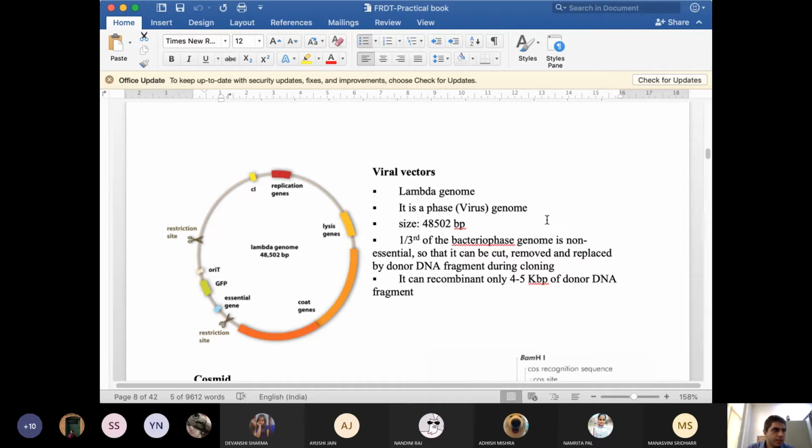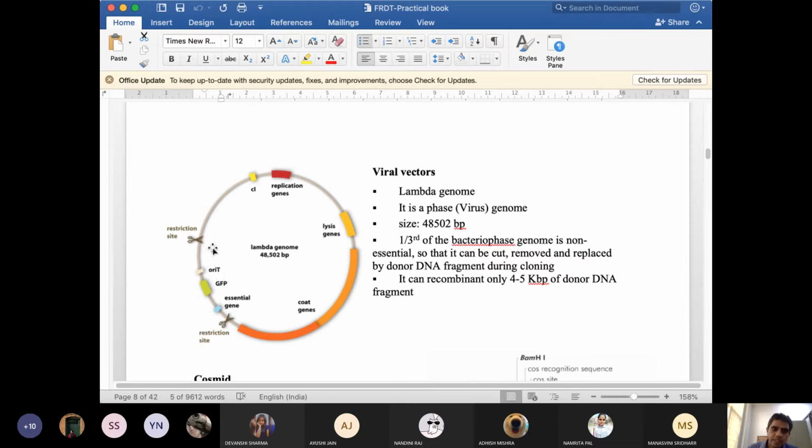Okay, so when you talk about the origin of replication, you don't need a bacterial origin of replication here. These phages have their own origin of replication, that is the ori lambda. This is the origin of replication for these viruses. So it is not bacterial; it is viral in origin.